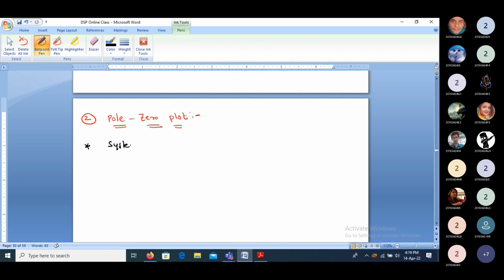The system function of a discrete time system, h of z, is always a fraction like n of z by d of z. Very simply, the poles of the system function h of z are the values of z for which h of z is equal to infinity.